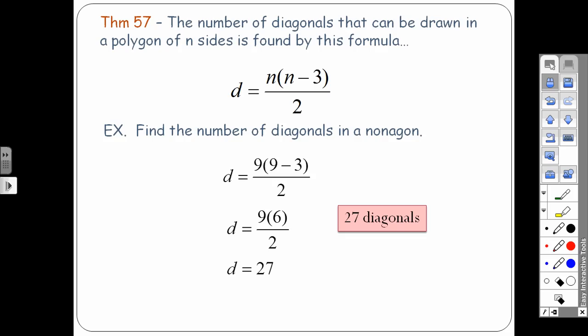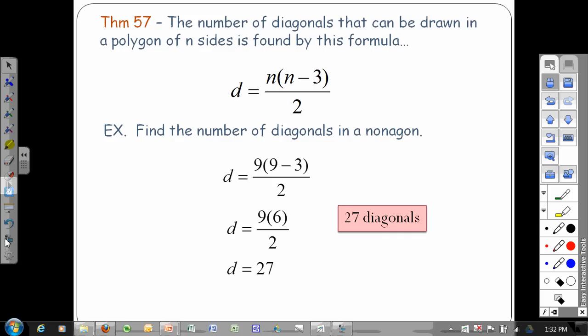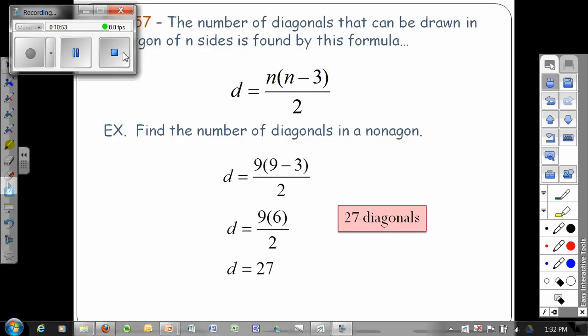Okay, so those are the 2 main formulas plus the theorem about the exterior angles adding up to be 360 degrees. That's what you're going to have to work with in this section. Hopefully that's not too bad for you guys. Lots of computational problems, not that many proofs, actually no proofs. So yay. Okay, we're done.